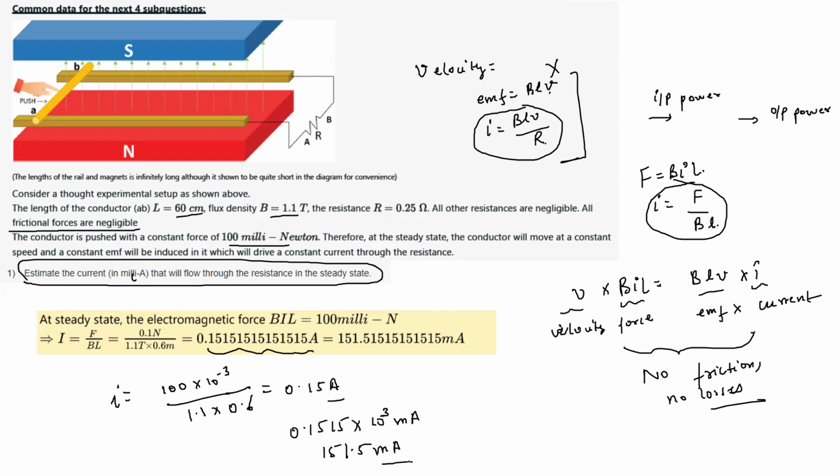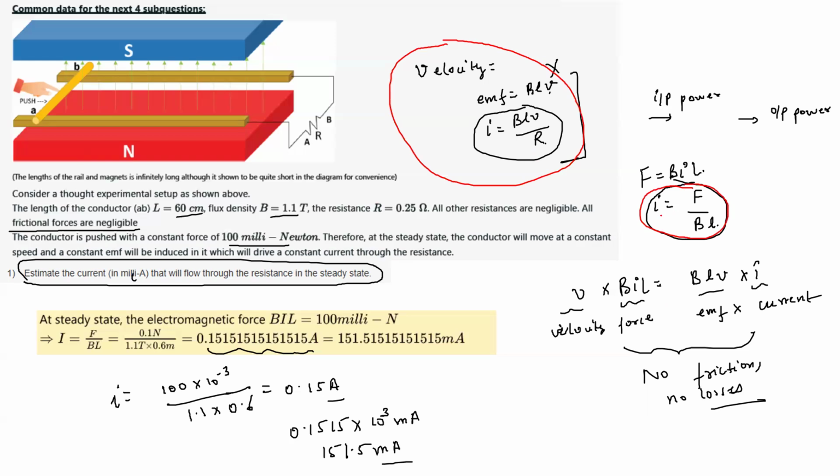So did you understand? Conventionally, what you should do is EMF is equal to BLV, and current is BLV by R. So if the velocity information was given to you, then current would have been BLV by R, using the generator expression. Generator means current is given by EMF by R. But we are saying that the input force which we are giving is being totally utilized for inducing the EMF. That is because there is no friction or losses. So we can use this.